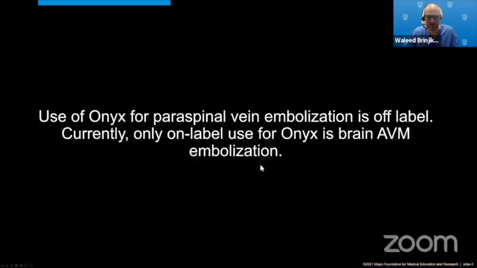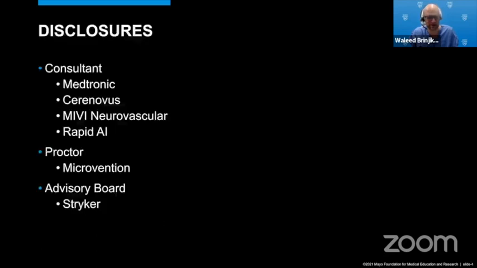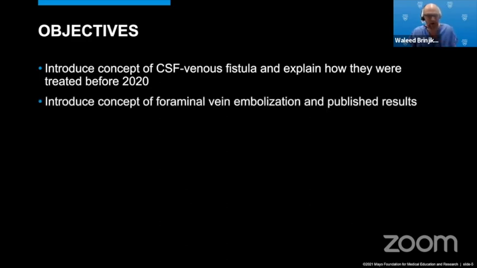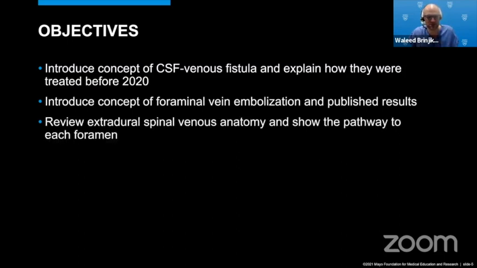Just a little disclaimer, at least in the United States, this is an off-label indication for Onyx. These are my disclosures. So the objective is to introduce the concept of CSF venous fistulas, show how they were treated before 2020, introduce the concept of our foraminal vein embolization, and then give a brief review of some of the spinal venous anatomy that we've recently learned a lot more about.